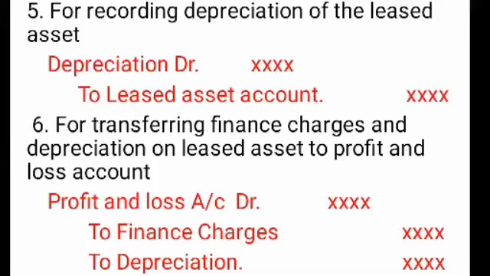Here we calculate two expenses, finance charges and depreciation, and they will affect the profit and loss account or cost. It will affect the profit of the business. So the two amounts should be transferred to profit and loss account. These are the entries used to show the balance sheet of the lessee. By using these entries, we can prepare lessee's account, lessor's account, and balance sheet of the lessee.